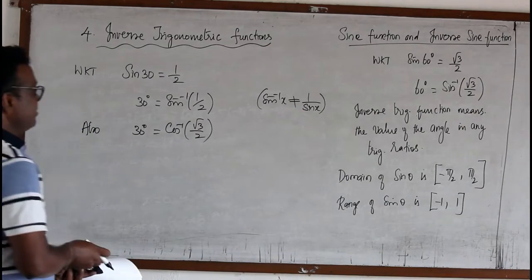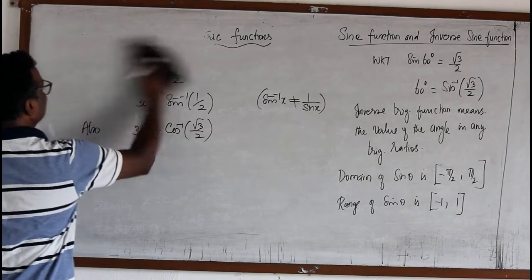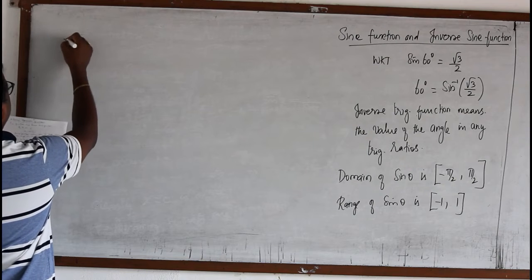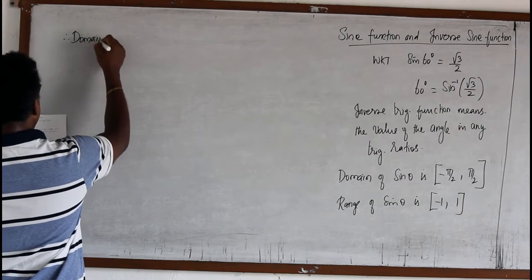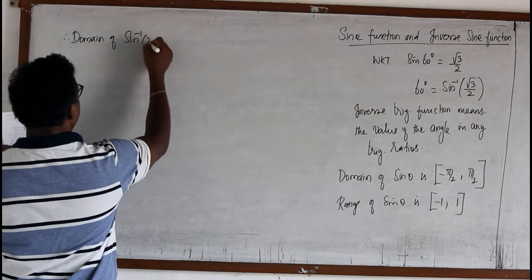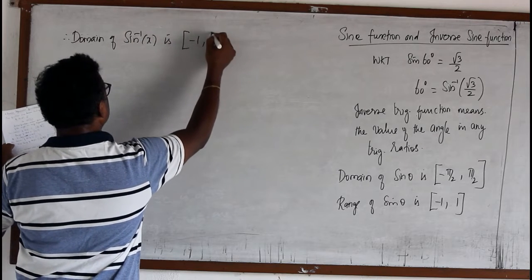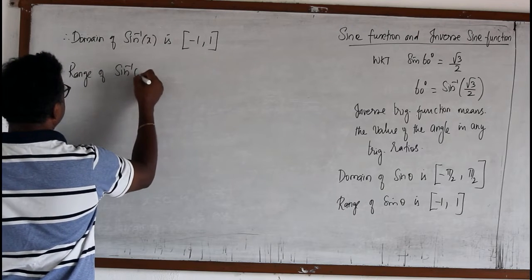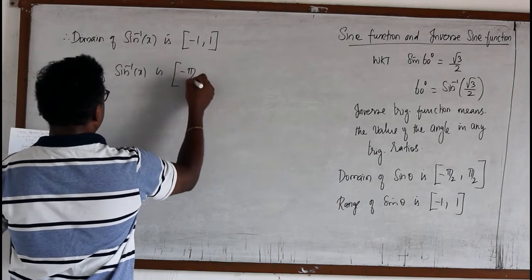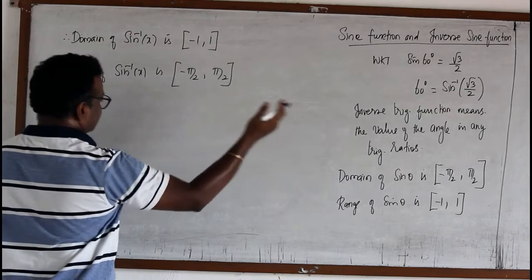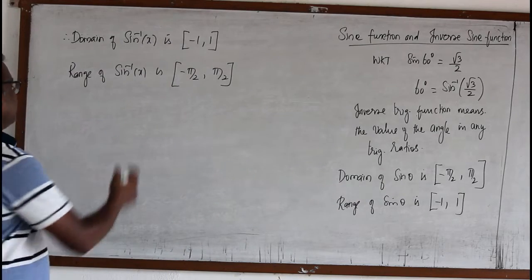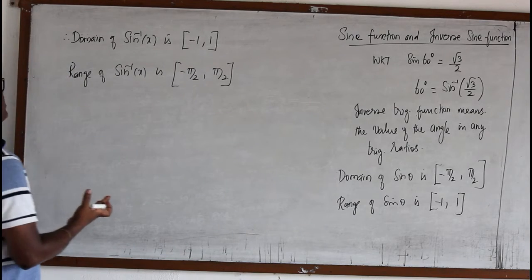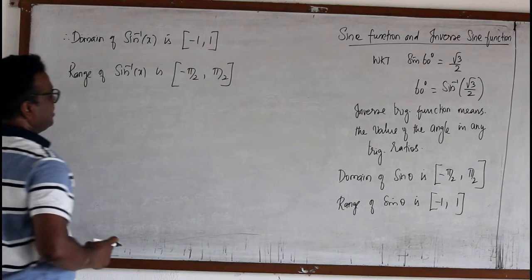Similarly, we must know the domain and range of sine inverse. The domain of sine inverse of x is minus 1 to plus 1 and the range of sine inverse of x is minus pi by 2 to plus pi by 2, just the inverse of this. The angle values will be only from minus pi by 2 to plus pi by 2.